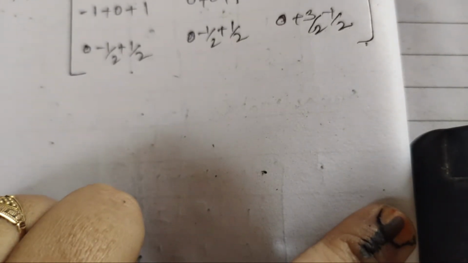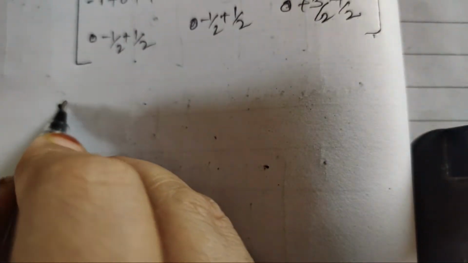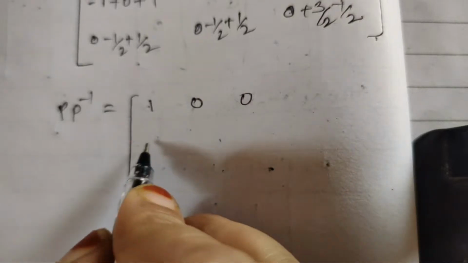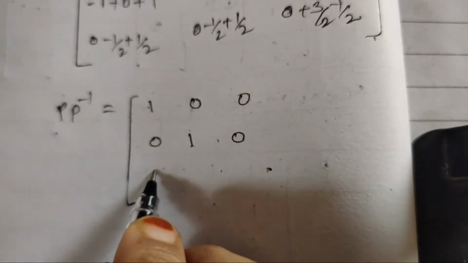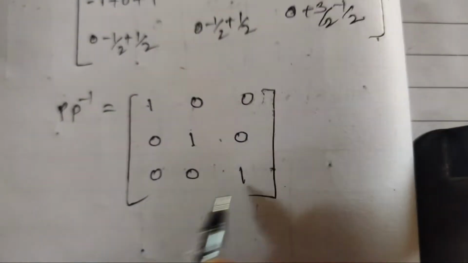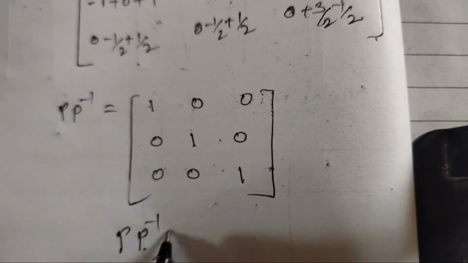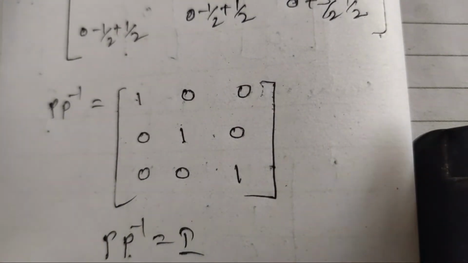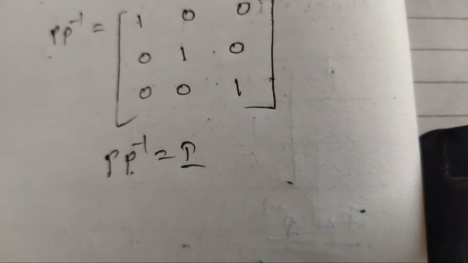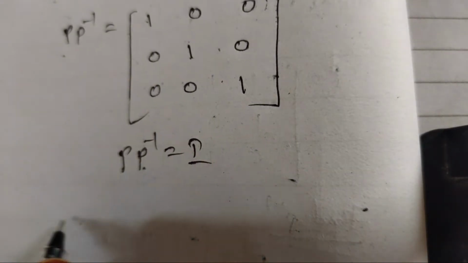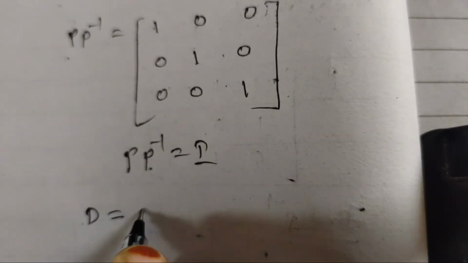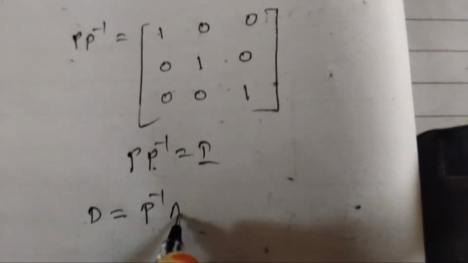So we can move on to finding the D, where P into P inverse is equal to 1, 0, 0, 0, 1, 0, 0, 0, 1. So P into P inverse is equal to I. It's done. Now next we'll go for finding the D. D is equal to P inverse A into P.